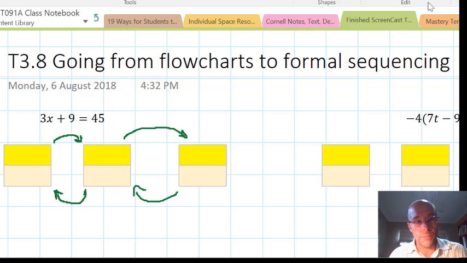Well, this is an exciting step. We're going from our work in flowcharts to formal sequencing when solving equations. Let's look at a couple of examples and analyze what's going on.